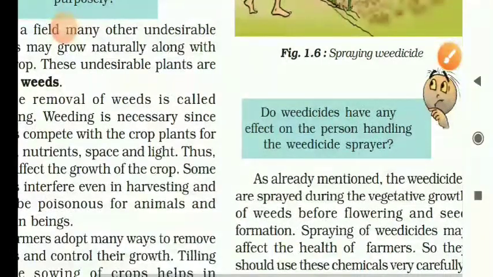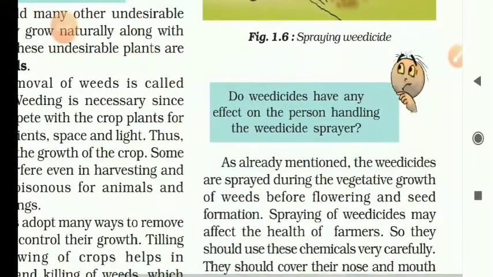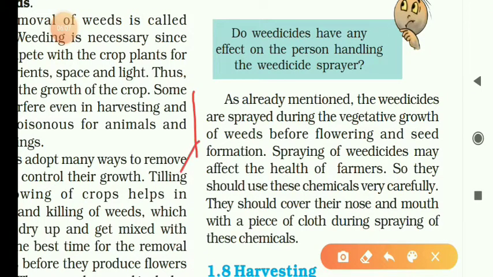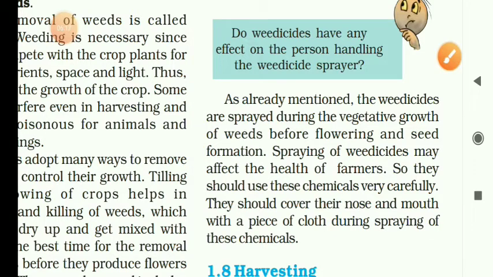Now, as already mentioned, the weedicides are sprayed during the vegetative growth. Vegetative growth means, see the plants, fruits, and here shoots, and here flowers. So these are all vegetative growth of weeds before flowering and seed formation. So weedicides should be sprayed during the vegetative growth before the flowering and seed formation.